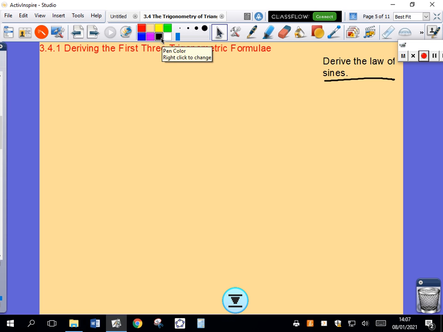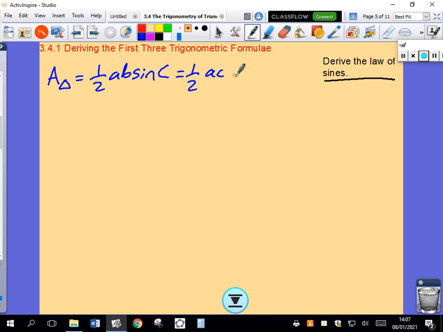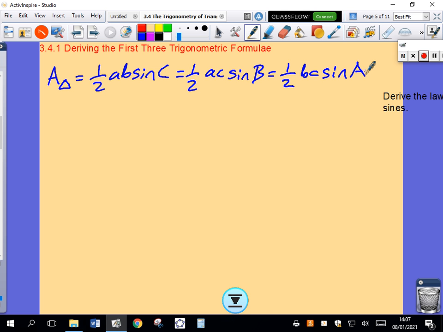So what we said was that the area of any triangle can be written as a half times ab times sine of capital C, or a half times ac times sine of capital B, or a half bc times sine of the angle A. All we're saying is it's a half times the length of one side times the length of another side times the sine of the angle in between those two sides.